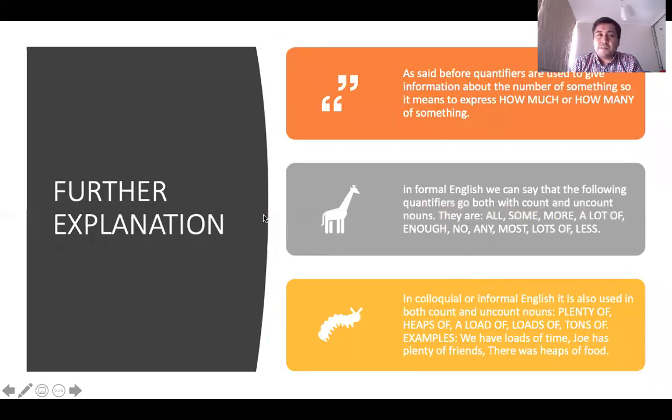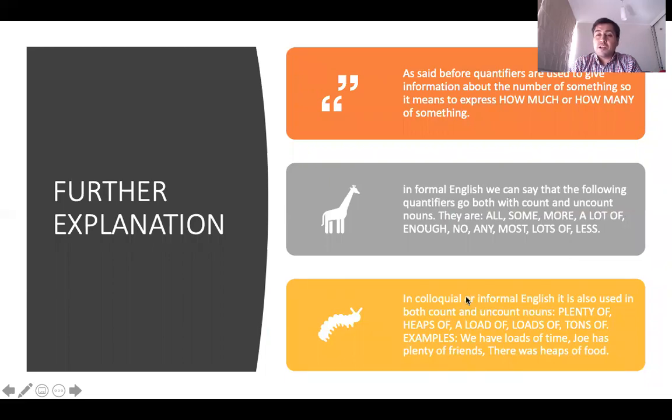Now let's go with some further explanation. So as said before, quantifiers are used to give information about the number of something. So it means to express how much or how many of something. In formal English, we can say that the following quantifiers go with both countable and uncountable nouns. They are all, some, more, a lot of, enough, no, any, most, lots of, less.